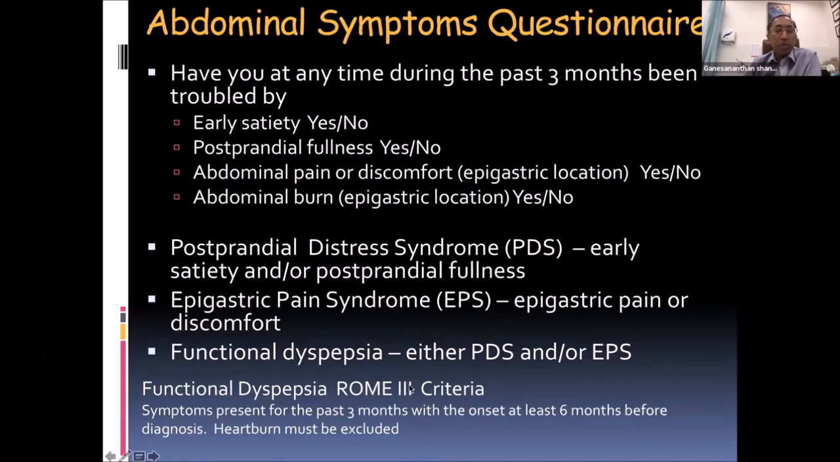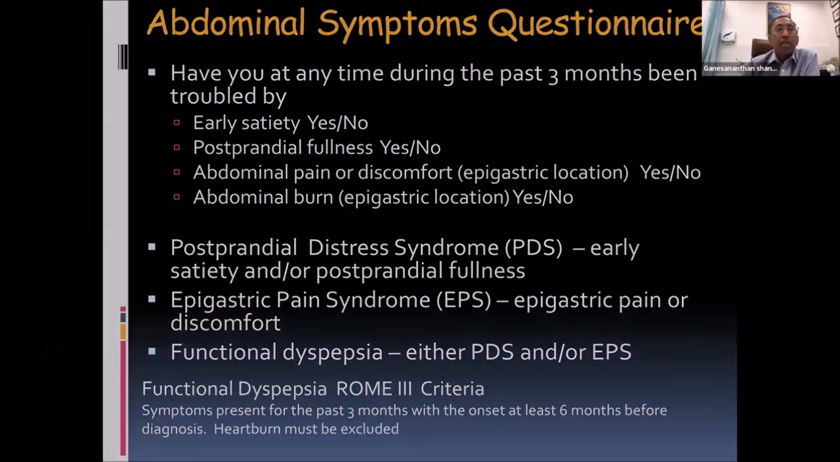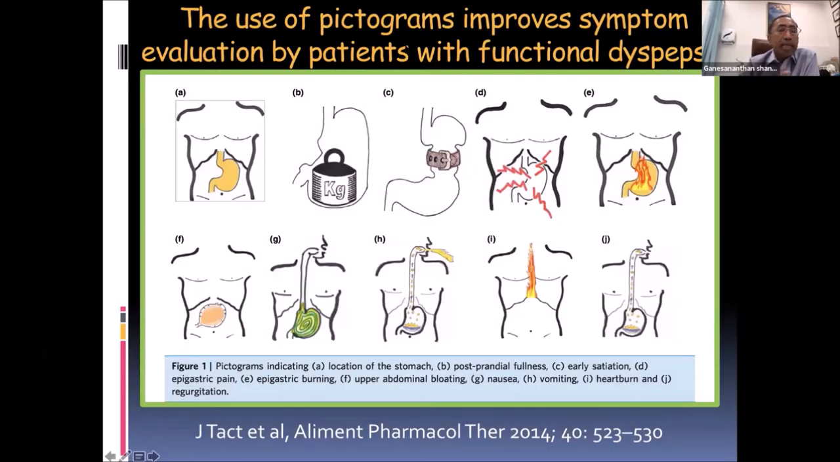That's Rome 3. In Rome 3, they do not accept heartburn in their criteria. If you have heartburn, you'll be transferred to reflux disease. You would not be considered a patient with functional dyspepsia. But in Rome 4, we do include patients with heartburn in functional dyspepsia. So that kind of description can be quite difficult. If your patient is intelligent enough to answer that, you can get the diagnosis. Sometimes it is very difficult to conceptually understand the terminology that's been discussed just now. Even I find it very difficult.